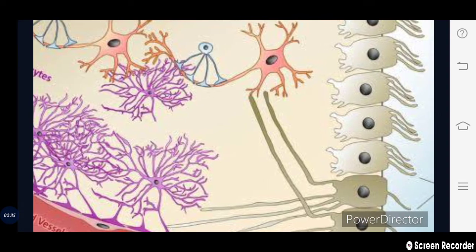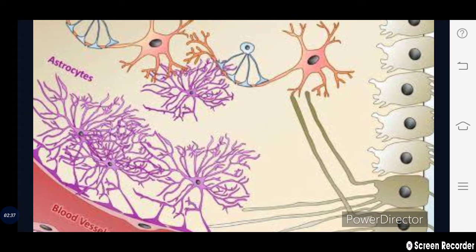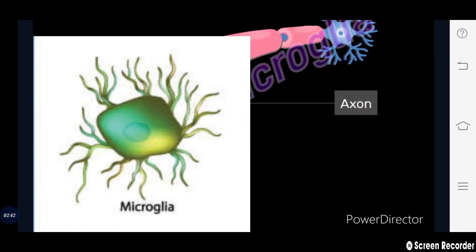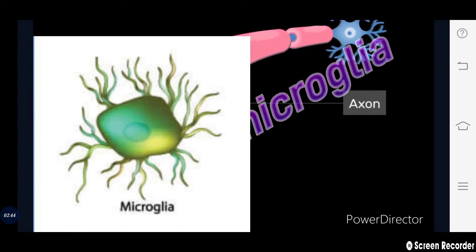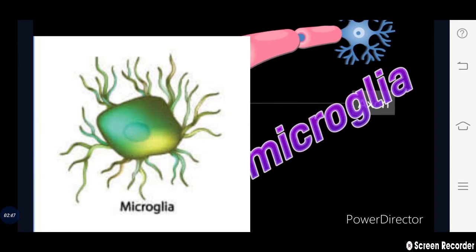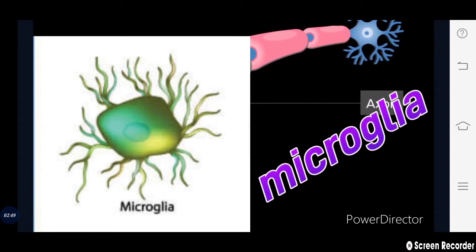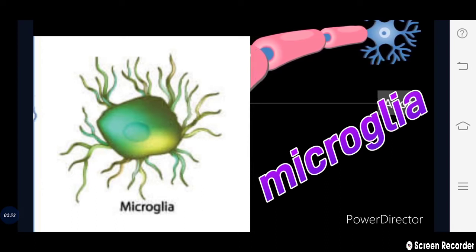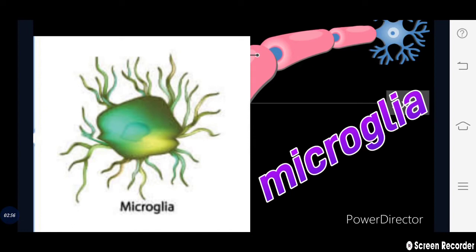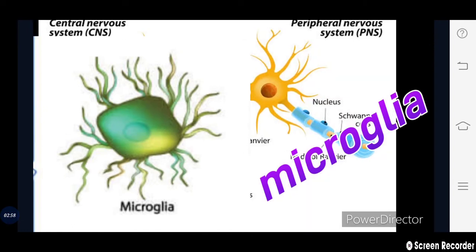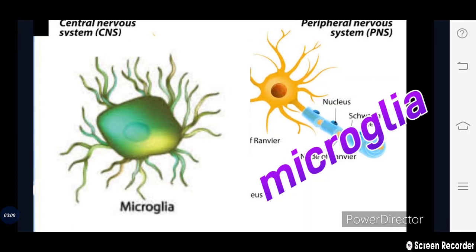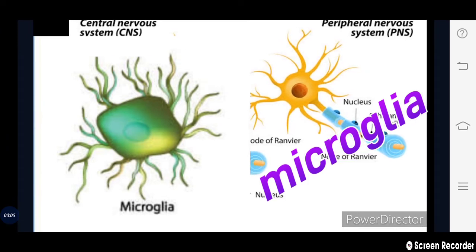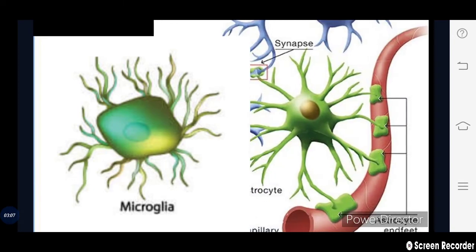Then we shall see the second type of neuroglial cells, that is the microglia. These microglia are small cells with few branches, and they are derived from the monocytes. They recover injury in the central nervous system, and they generate immune response in the central nervous system. In this way microglia are functional in the nervous tissue.